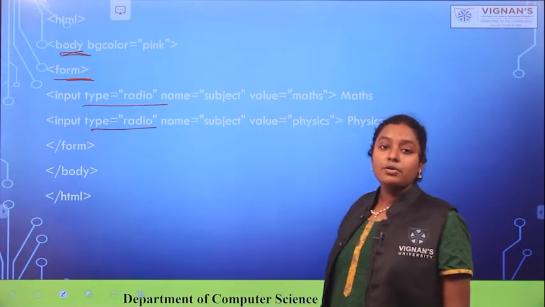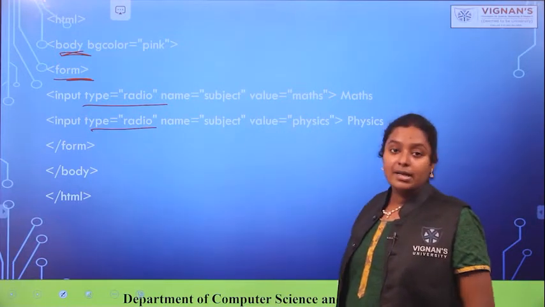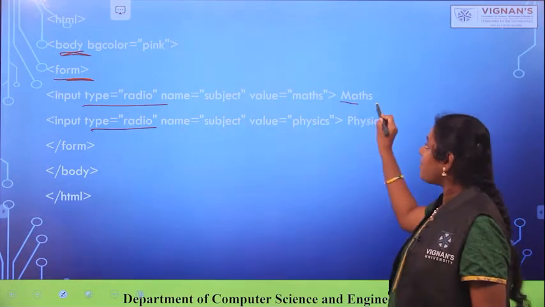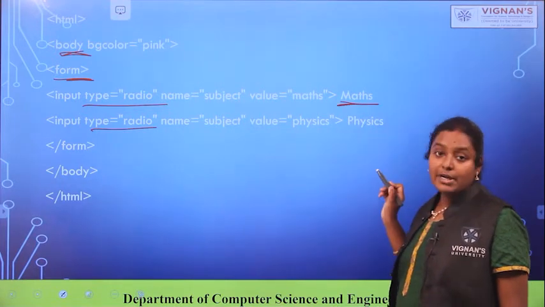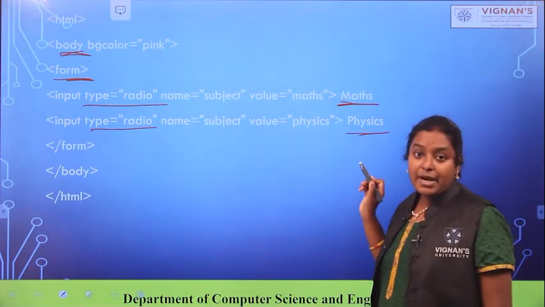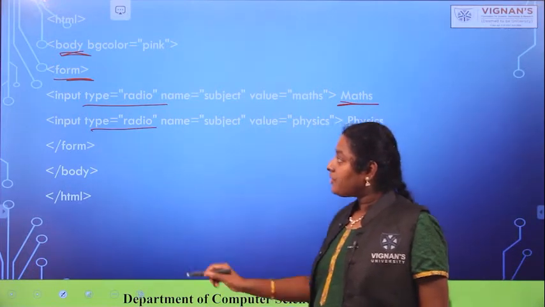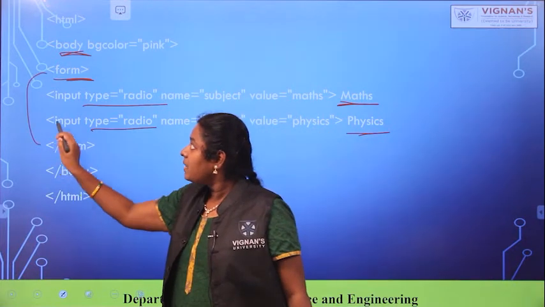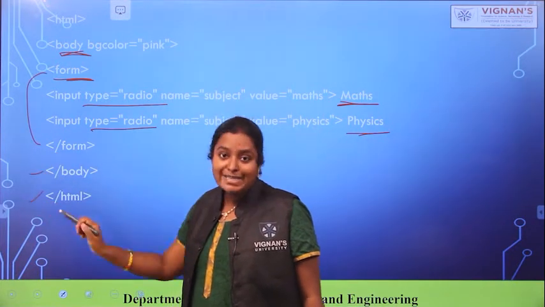Now I have to give the label to the corresponding controls. So what is the label I am giving here? For the first radio button I am giving the name Maths, and for the next radio button I am creating the name Physics. After that, close the corresponding form, close the body and close the HTML.